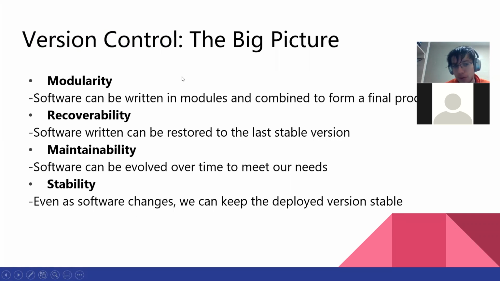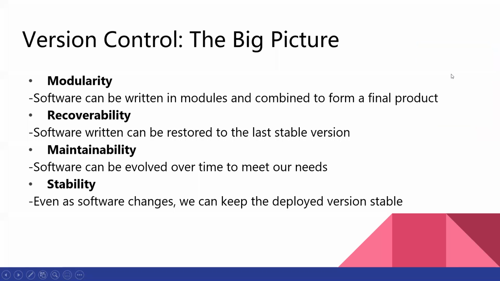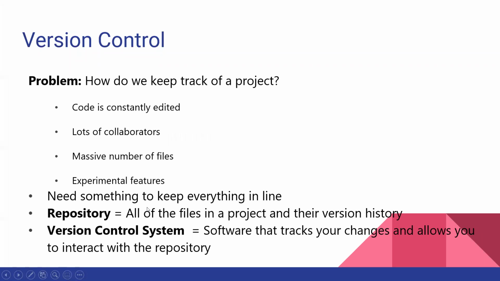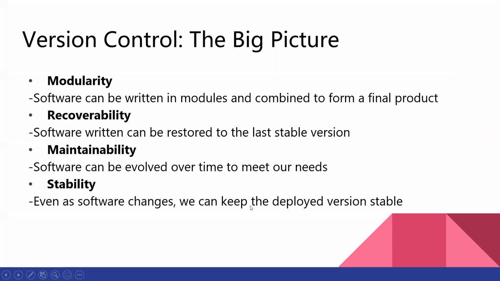So version control, big picture. There are four main things that version control helps with. Modularity: you can write software in pieces in order to form a final product. Recoverability: because we can track changes, you can recover stuff and go back to the last stable version. Maintainability: you can evolve it over time to meet needs. And stability: even if software changes, you can deploy a version that's stable.